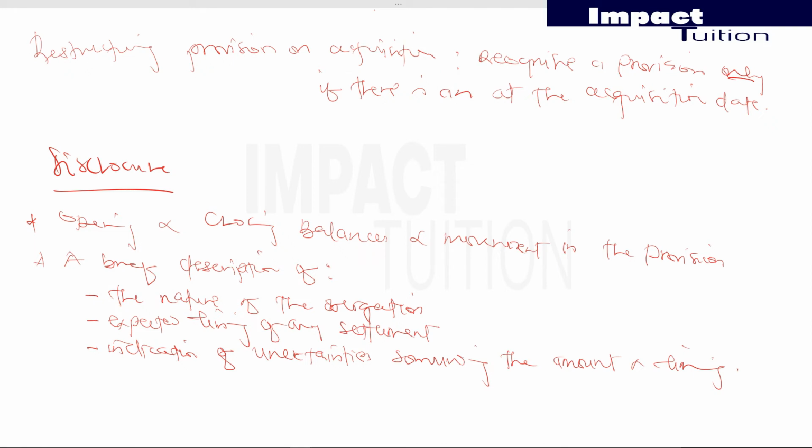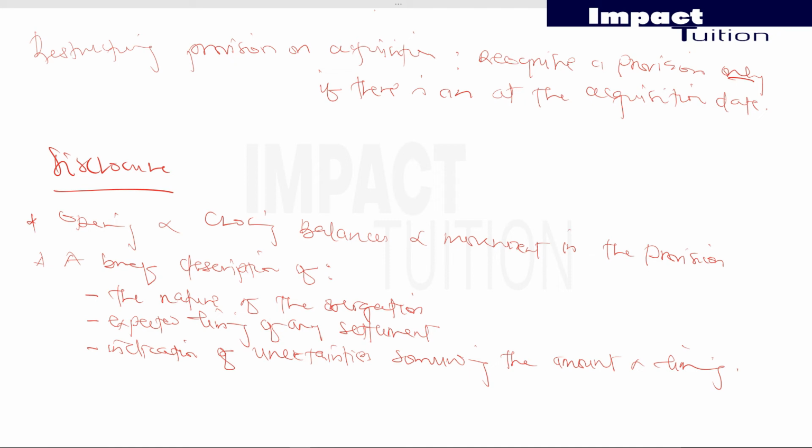We should disclose the opening and closing balances and the movement in the provision. And the movement during the year can be an increase or a decrease. We should also disclose a brief description of the nature of the obligation, the expected timing of any settlement, and then indication of uncertainties surrounding the amount and the timing. Please, any question?